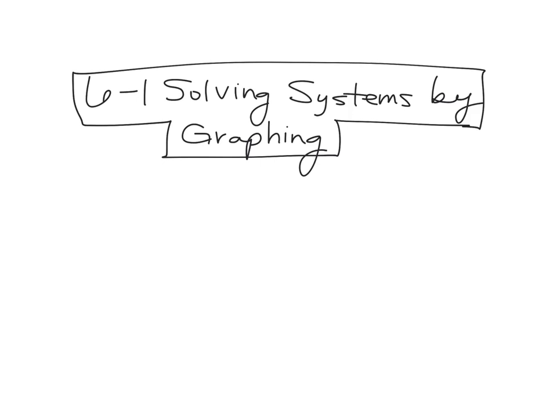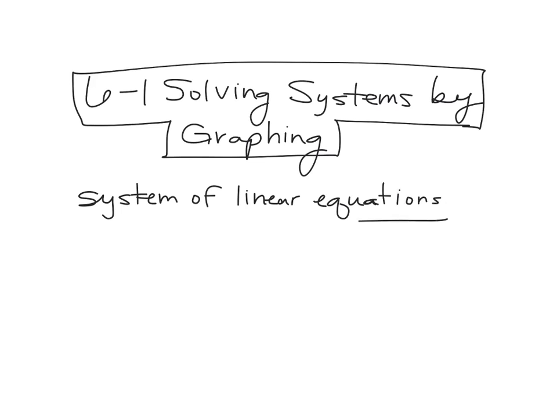So 6.1 is solving systems by graphing. The first thing you need to know is what a system is, so that you know what you're solving. When we talk about a system of linear equations, rarely do I say that whole phrase. I usually just say system. But when I talk about a system, I'm talking about a system of linear equations. What that is, is just two or more linear equations.